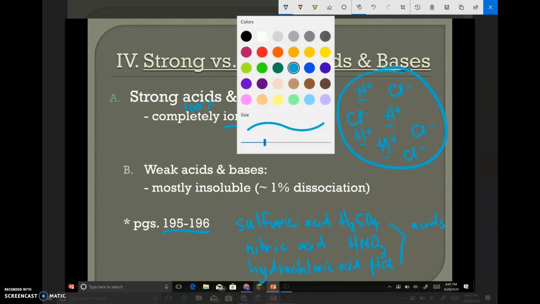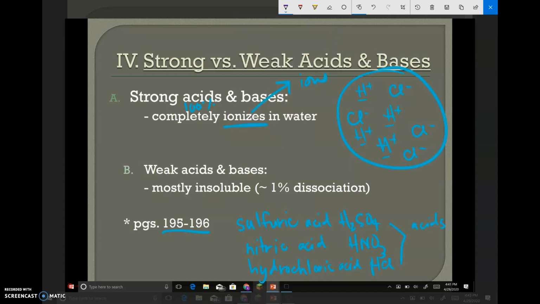Same viewpoint for a base. Sodium hydroxide is a strong base. The sodium hydroxide, it would completely ionize. You'd have sodium ions. And then you would have your hydroxide ions. Again, completely ionized, which just means they're breaking up into their ions.